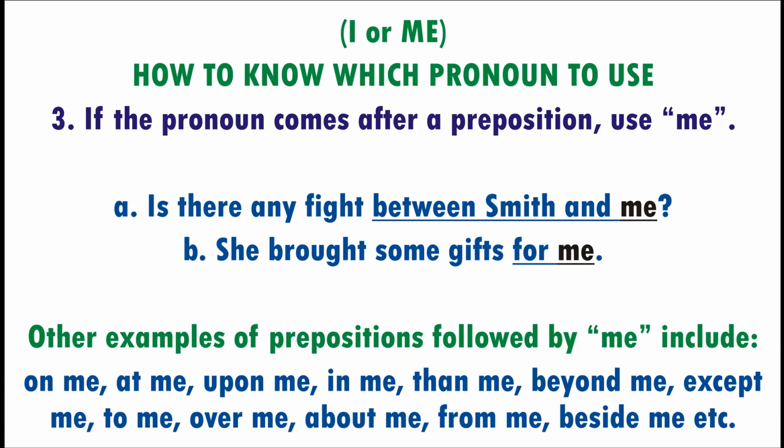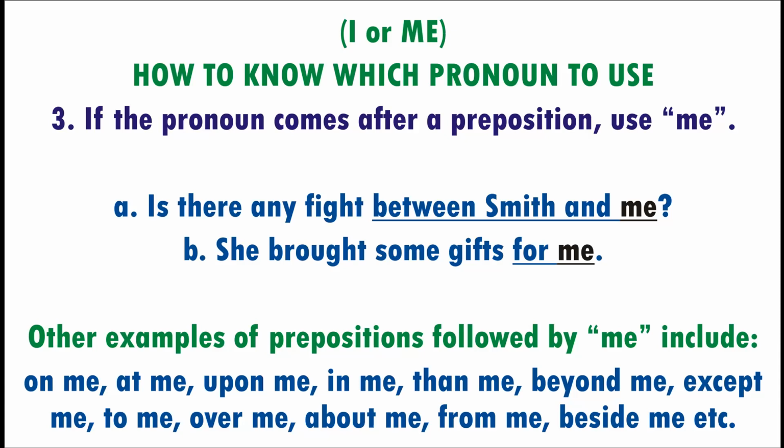Example A. Is there any fight between Smith and me? Smith and me are the object of the preposition between. So me is appropriate. I is not appropriate. Example B. She brought some gifts for me. Here, me is the object of the preposition for, because it comes after the preposition.